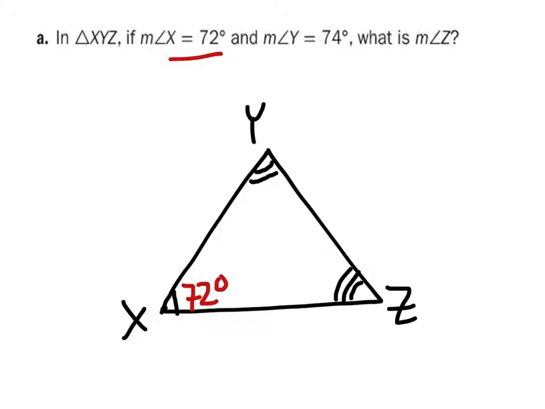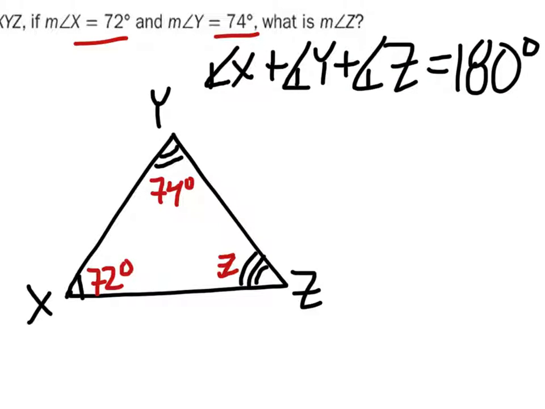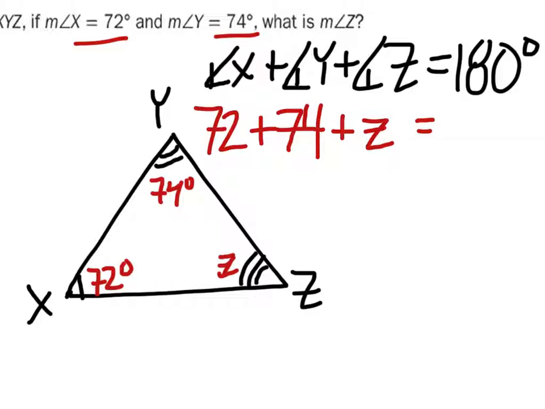and we can say from this that angle X is 72 degrees, angle Y is 74 degrees. So what is the value of angle Z? Well, let's go ahead and get that solved. So the three angles added up together will give us 180 degrees. And we know from the information that was given, angle X is 72 degrees, angle Y is 74 degrees. We don't know the value of angle Z.